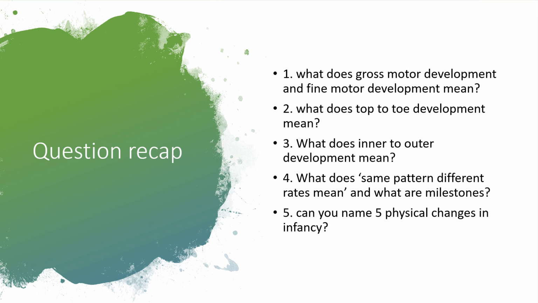Similarly, for question 1, we do need to know what gross motor development and fine motor development mean. Gross motor development is the big muscles, so for example arms and legs. Fine motor development is the small muscle development, so hands, fingers, toes. Question 2, top to toe development means top to bottom, so from the top of your head down to your feet.